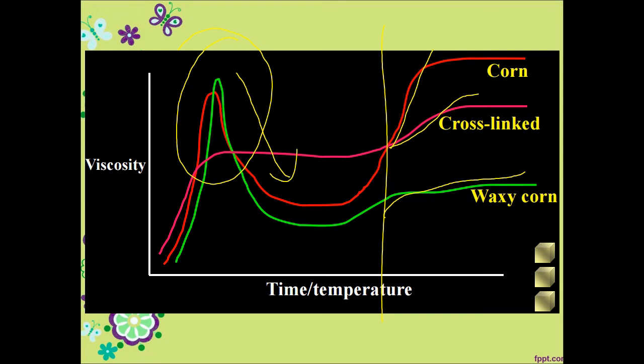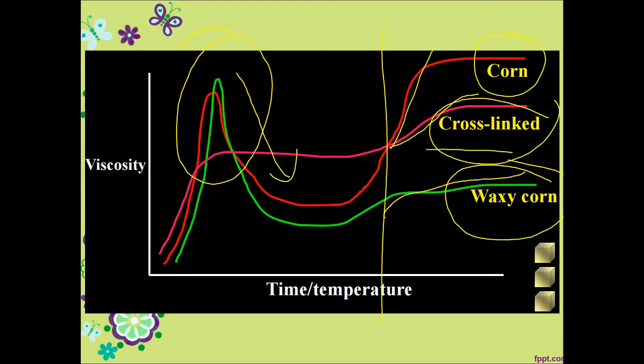So start to increase for this tree, and you can see the difference in terms of increase in viscosity for different types of starch. Corn will exhibit the highest viscosity compared to crosslink and waxy corn. Means the crosslink, the modified starch here, will be in between the corn and the waxy corn. So you see the viscosity is improved compared to corn and also waxy corn.